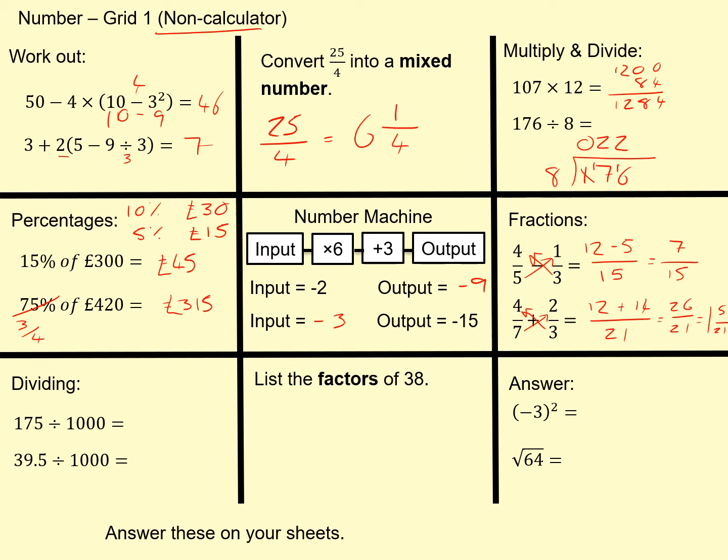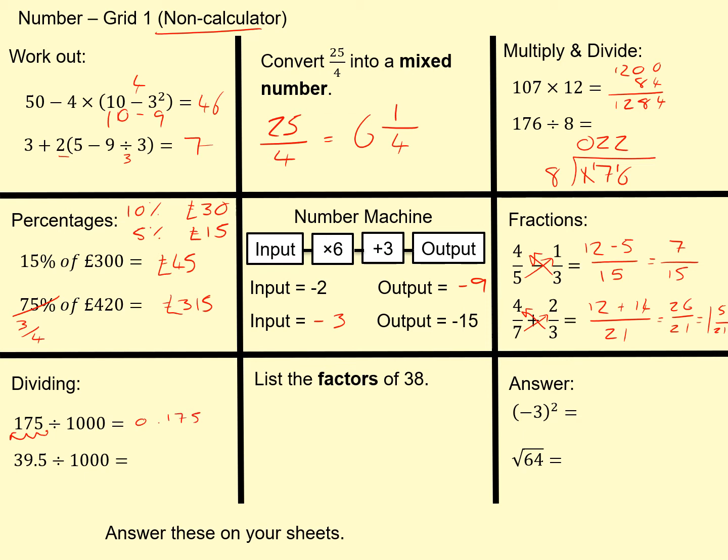Next up, dividing by thousands. 175 divided by 1,000 means that I have to move the decimal point forwards 3 places. So imagine the decimal point is currently behind the 5. It's going to move 1, 2, 3. So in front of the 1. So that's going to be 0.175.